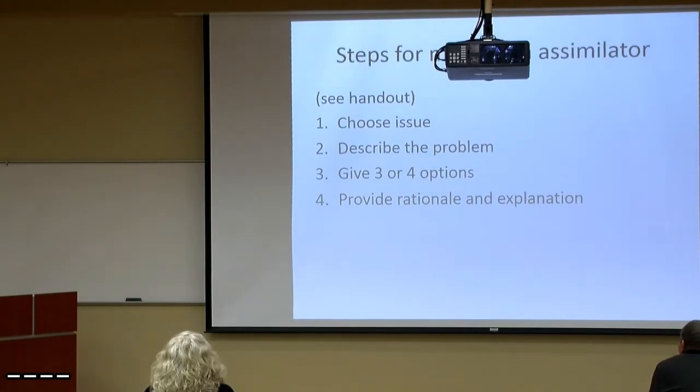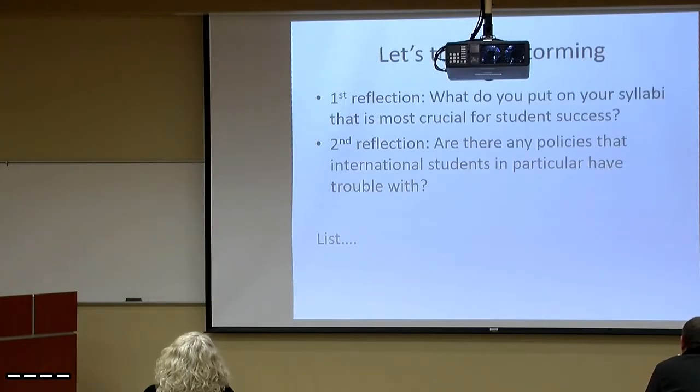So, you're going to do this. You're going to choose an issue, work in groups, describe the problem, give three or four options, and provide rationale and explanation. And we'll do a step at a time. So let's try brainstorming. First, reflection. Just take a minute and then I'll ask for any volunteers who want to share.